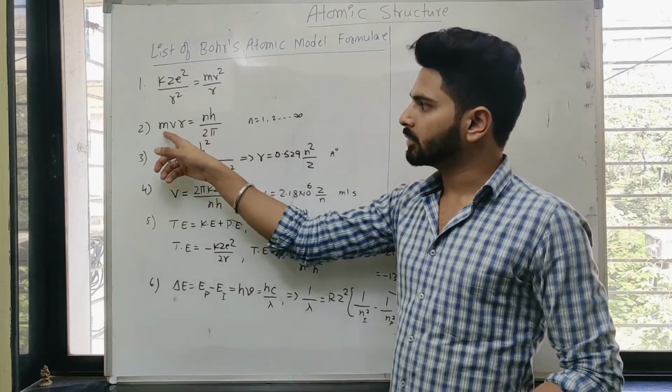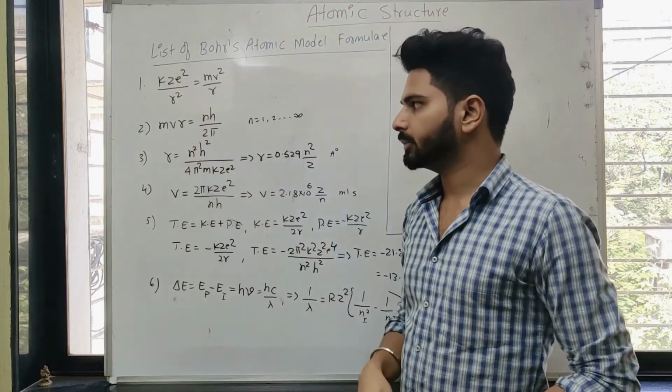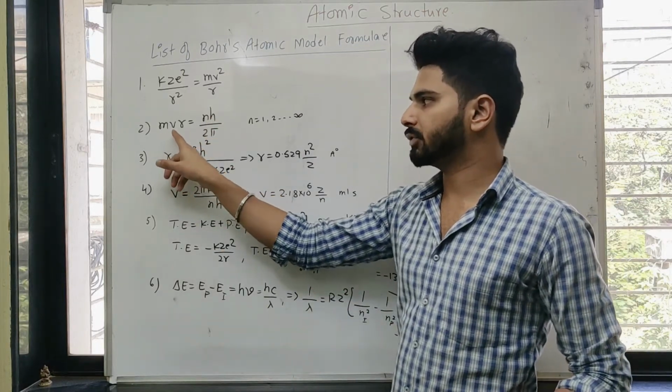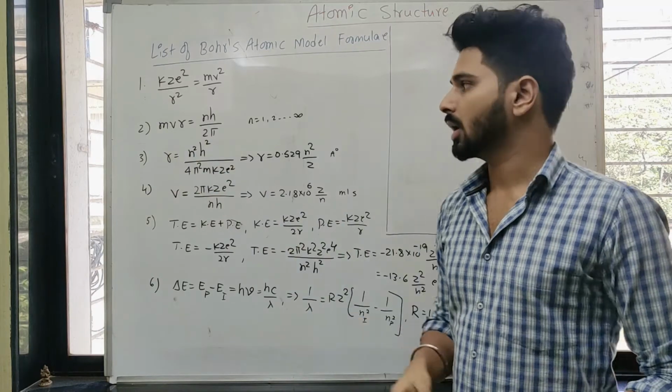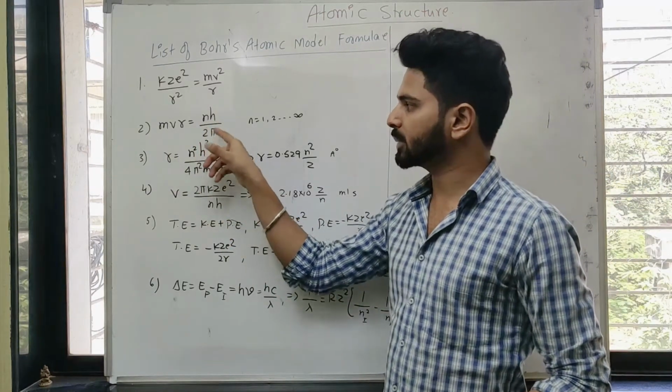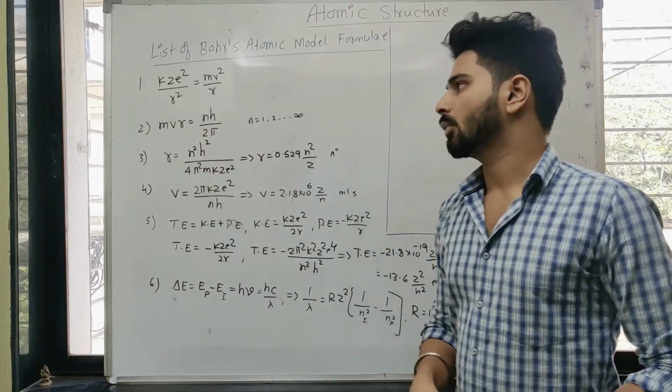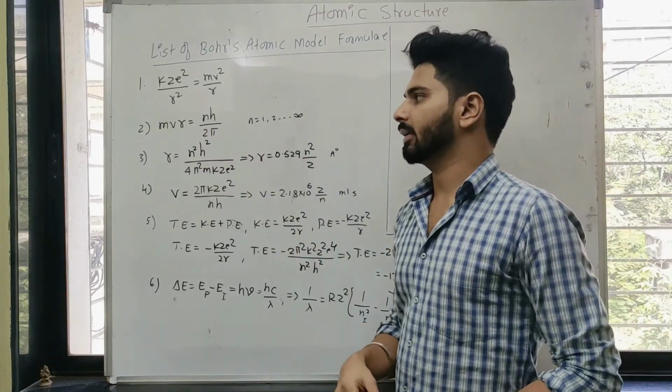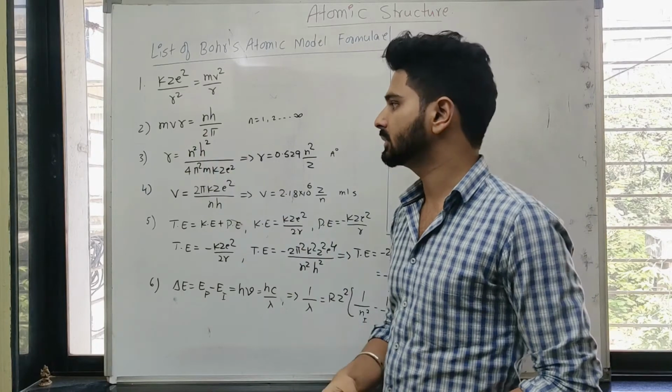Next, mvr equal to nh upon 2π, where mvr, mass, velocity, radius, is angular momentum, is equal to integral multiple of h upon 2π, where n is 1, 2 or infinity, any. N is also a shell number.